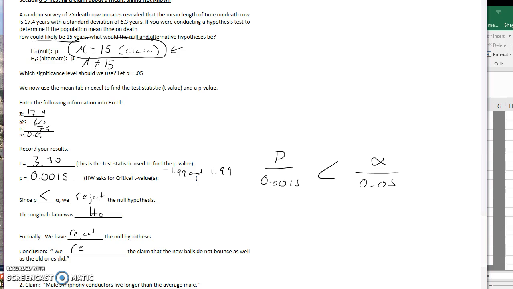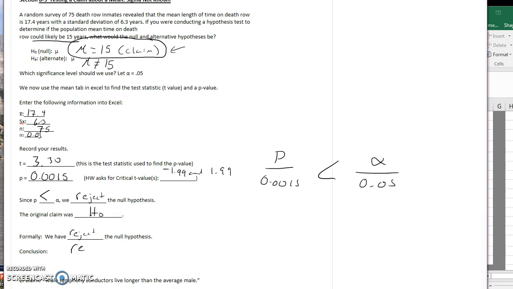Ooh, and this has something about new balls. Let me clean this up. Okay, so I deleted that. Let's just go ahead and write the claim correctly.